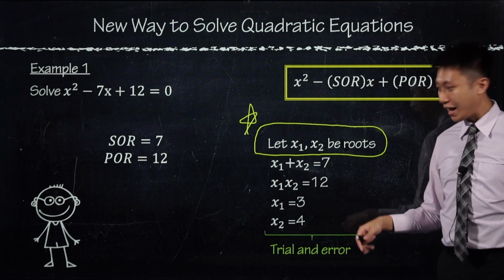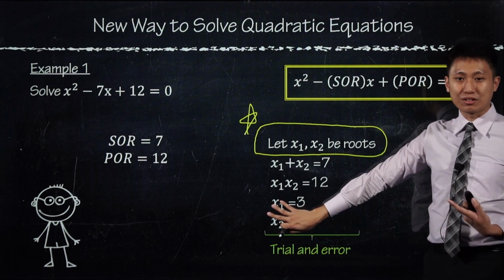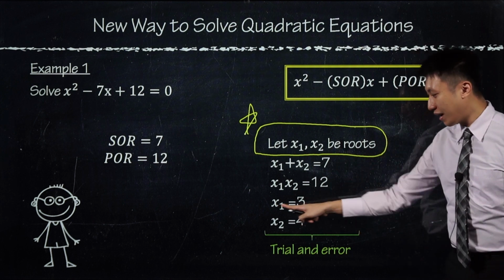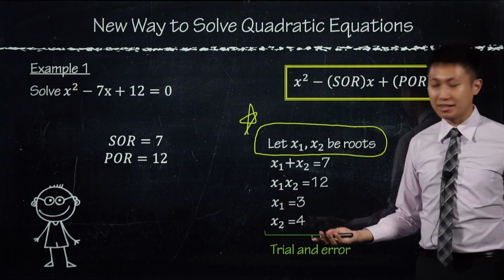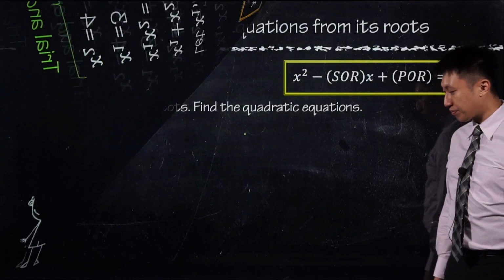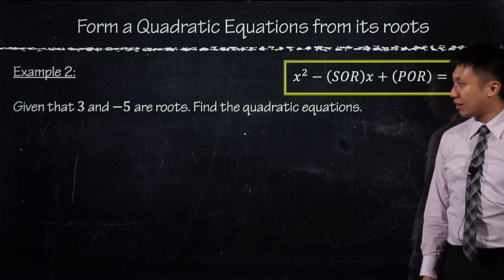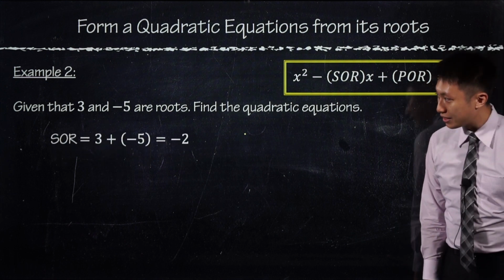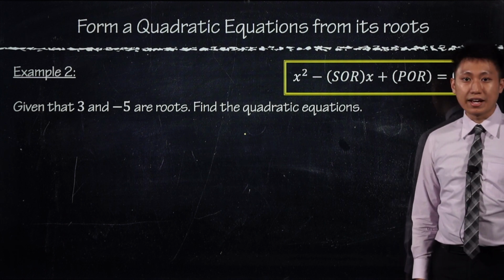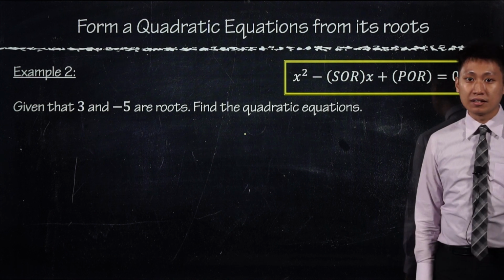So for this one, I guess you're smart enough to guess right. X1 is 3, X2 is 4, or the other way round is also okay. X1 equal 4, X2 equal 3, it doesn't matter. So your answer for this one will be 3 and 4. So you try this yourself, okay? I don't write this one first. Try this yourself and pause the video to see the answers.